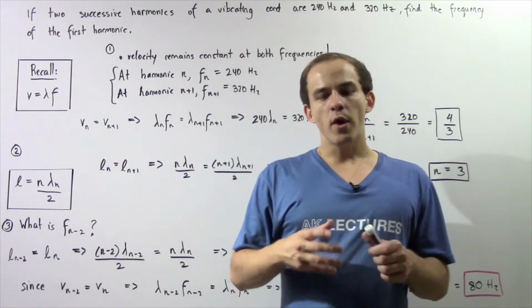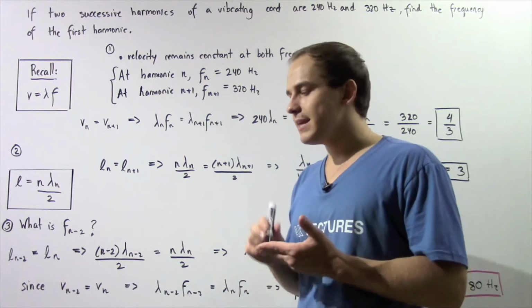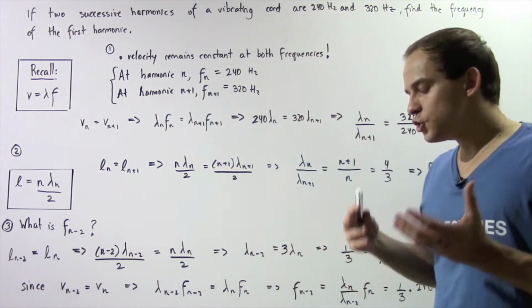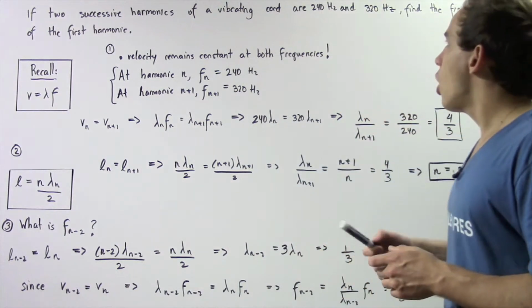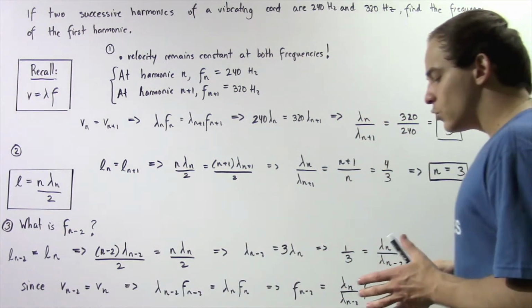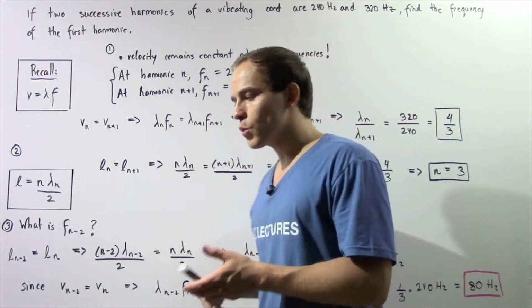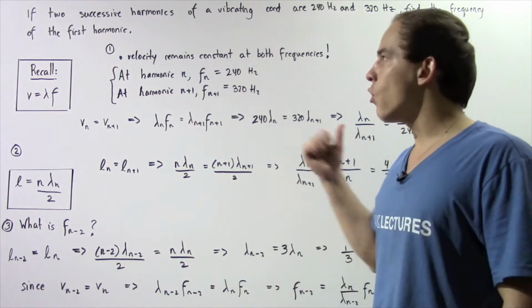In this problem, we're essentially going to calculate the frequency of a standing wave. If two successive harmonics of a vibrating chord are 240 Hz and 320 Hz, find the frequency of the first harmonic. So we're looking for the fundamental frequency of our chord.